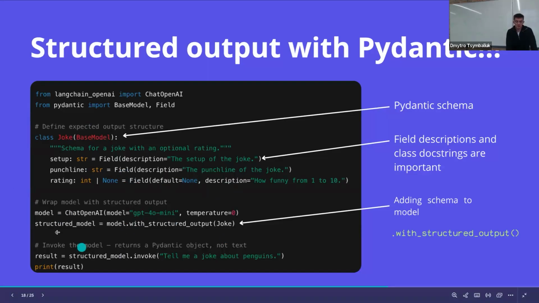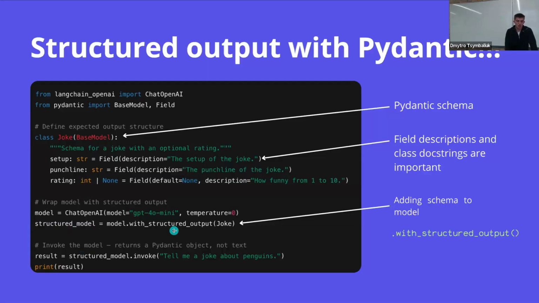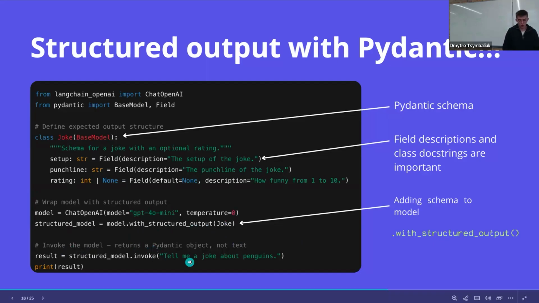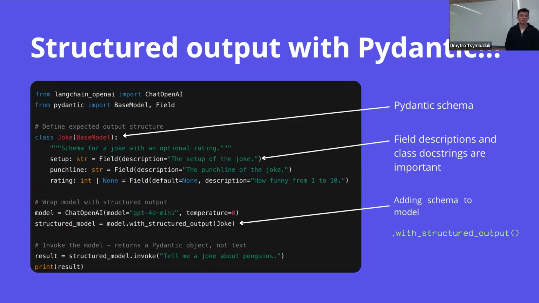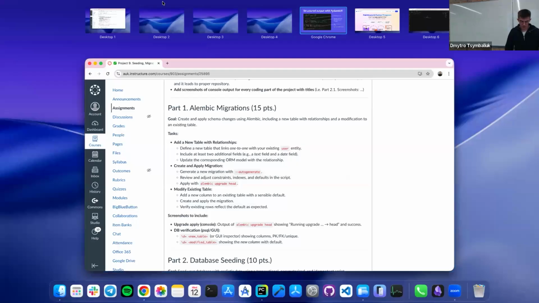We have a model, and that's how you can connect your model to your schema. We use the with structured output method, passing here the type of your created Pydantic schema. When you invoke a request, it will return a structured joke, and you will be able to use it not like a dictionary, but like a Pydantic model. So actually, let's try it. We have plenty of time.